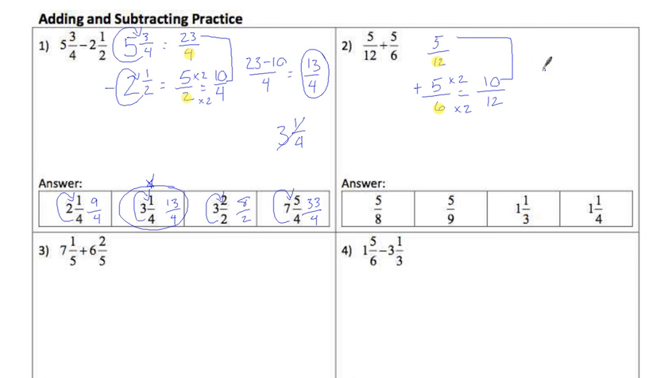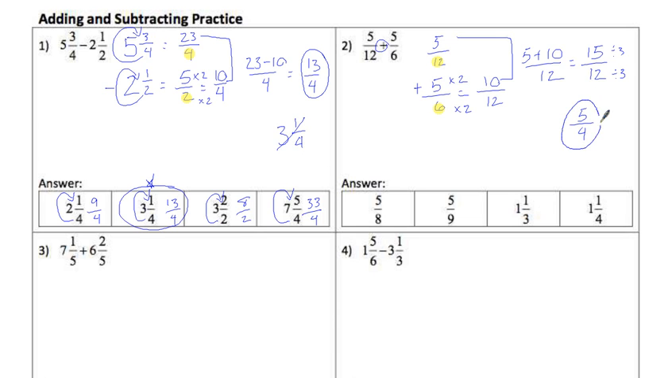Now I have to do the numerators. I'm adding, so I have 5 plus 10 over 12. Well, 5 plus 10 is 15 over 12 because the denominator stays. I can divide that by 3, and I'm left with 5 over 4.